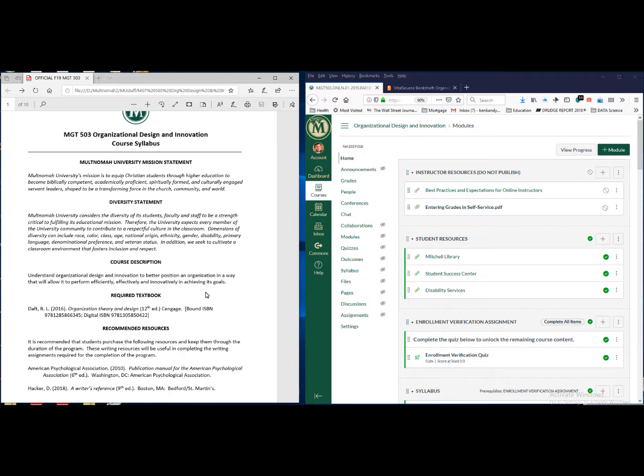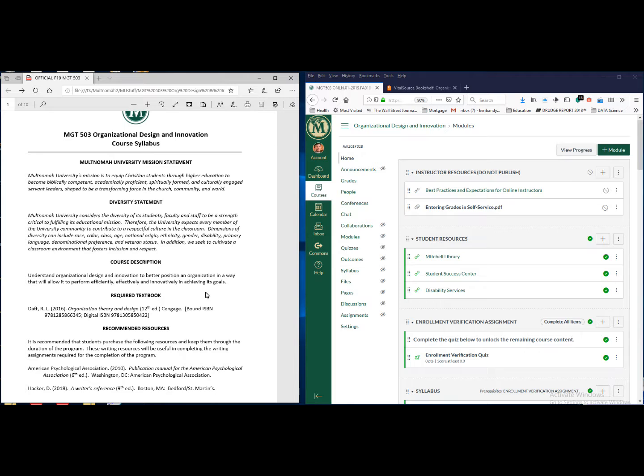Dimensions of diversity can include race, color, class, age, national origin, ethnicity, gender, disability, primary language, denominational preference, veteran status. In addition, we seek to cultivate a classroom environment that fosters inclusion and respect. And so we all have something to contribute, different levels of experience and different perspectives on the world. And I want to incorporate all of your viewpoints and match those viewpoints up against the concepts in the textbook and biblical principles.